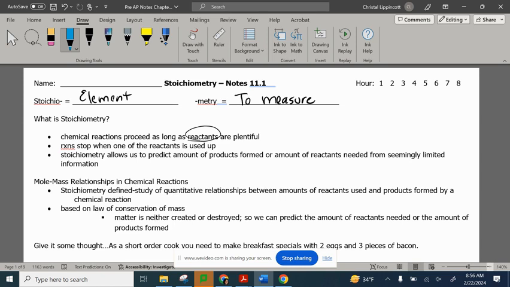It's kind of like me telling you, okay, you are going to go home and make chocolate chip cookies, and you're going to keep making them until you run out of one of your ingredients. Then when you run out, you're going to stop. That's what happens here. You have to be able to figure out by doing a little bit of math which reactant you're going to use up first. Then by doing some other math, you're going to be able to tell me how many chocolate chip cookies you are able to make with those ingredients. And this stoichiometry is going to allow you to do that.